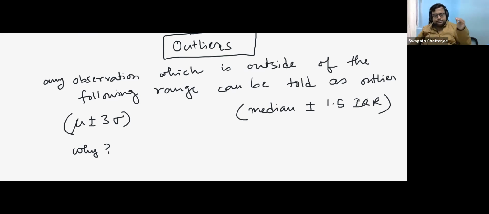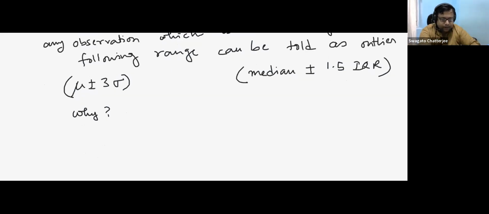This is the limit, below or above which we say that this is an outlier. There are different ways to identify an outlier. One is by plotting a box plot. So what is a box plot?